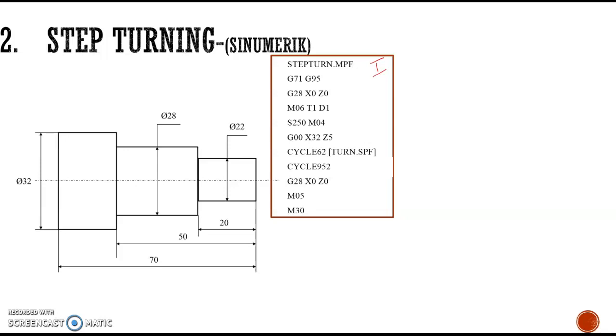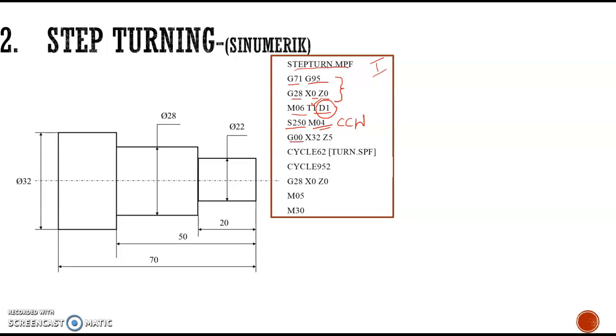In this one it is named step turn.mpf, and G71, G95. What are G71, G95, G28 X0 Z0? These were all discussed in the last video. Here M06 is the tool selection. So here also we are selecting the turning tool, which is fitted at tool position number 1, and its offset values will be entered in address D1. The spindle speed is set to 250, and M04 means the spindle starts to rotate counterclockwise.